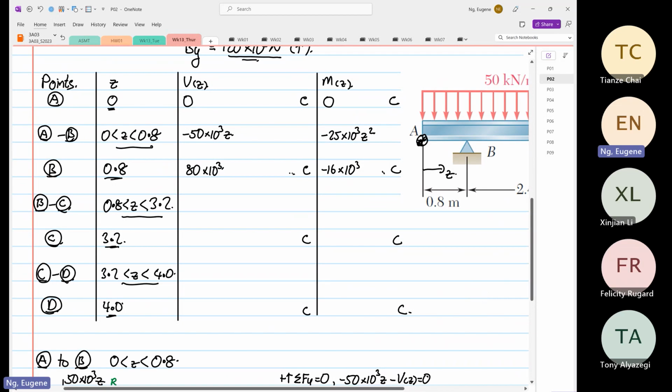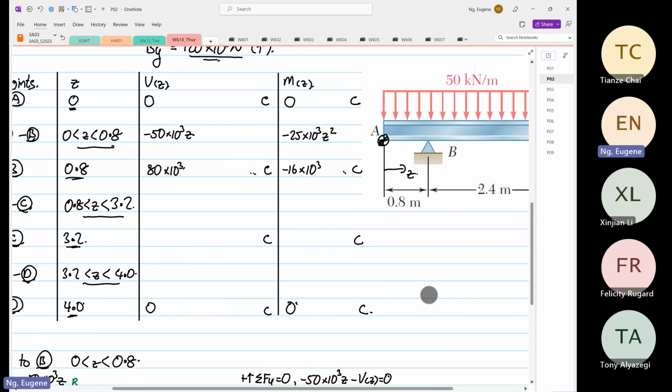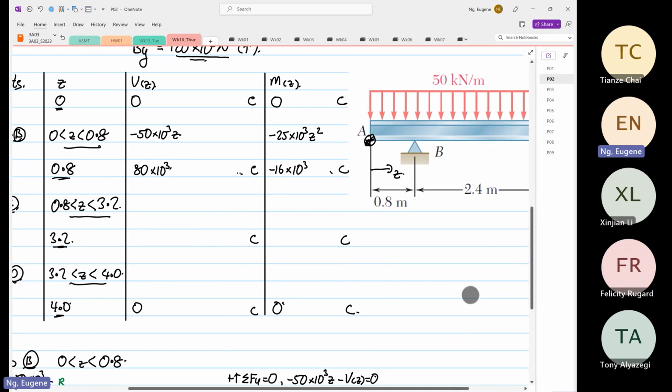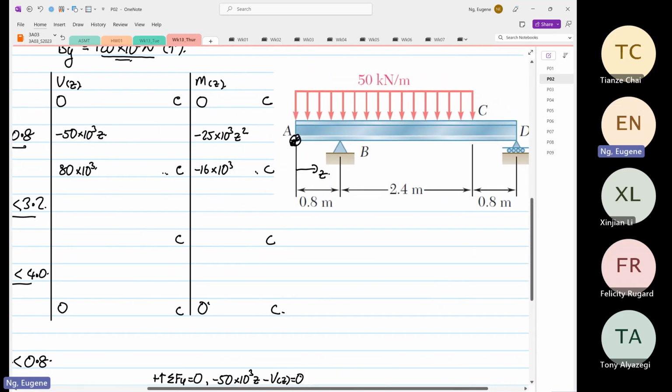point B. Now I'm going to do from point B to point C. Good news is we know that at point D is also equal to 0. So we have two more equations to go, if you guys are wondering, and then we have one more constant to find. So now we're going to do from point B to point C.